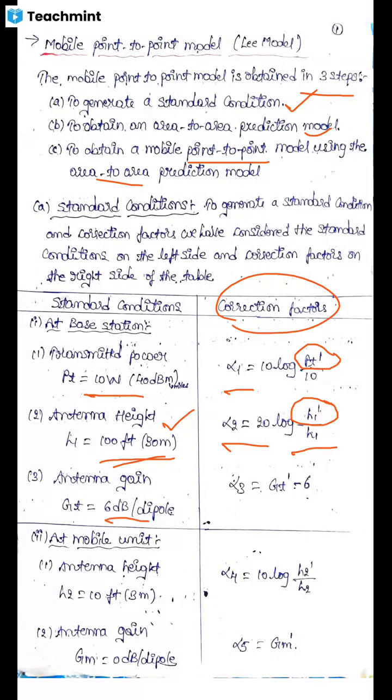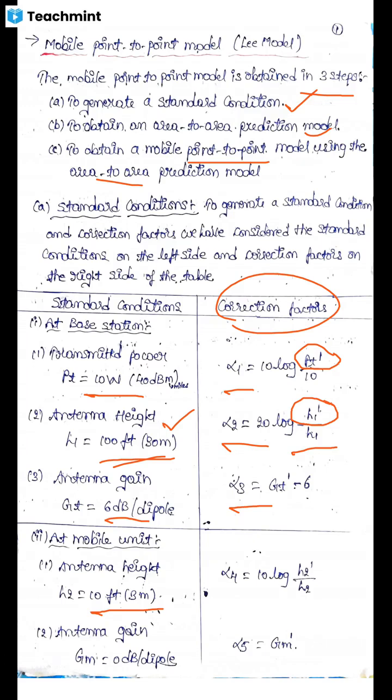And if I want any correction factor, I will take alpha 3 equal to Gt' minus 6. Similarly, now coming to the mobile unit, I am taking the antenna height as 10 feet or 3 meters. Now if I want to change the antenna height, for example, my mobile is not receiving the signal and I want to move to the terrace to get a good signal, then if I move to the terrace, the height of my mobile unit is changing.